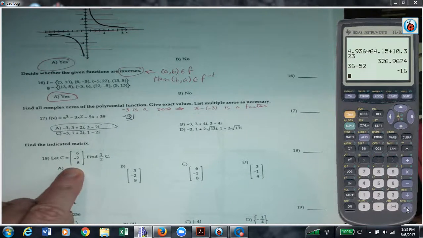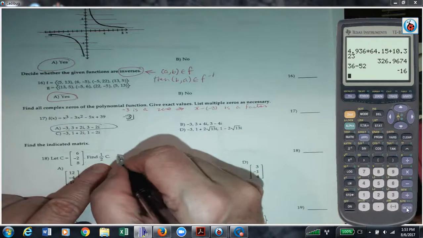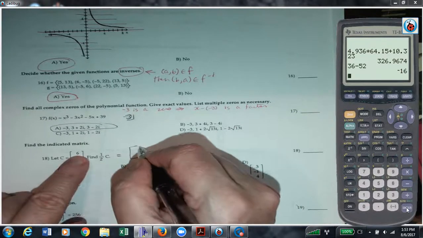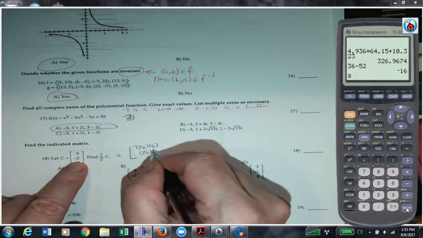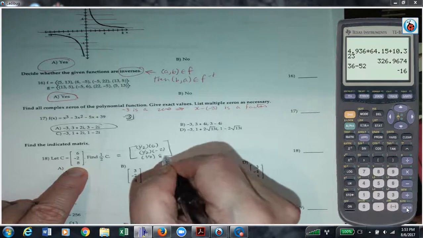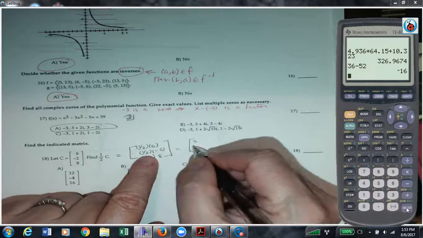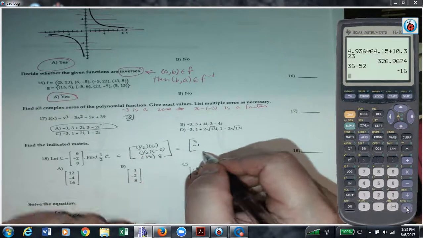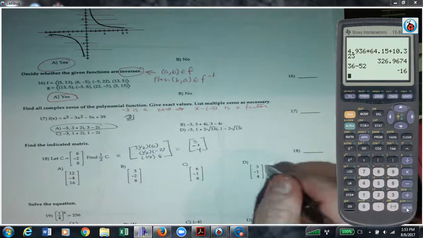Find the indicated matrix. That's C, find a half times C. From what we've done in class, that would be a half times 6, a half times -2, and a half times 8. Half times 6 is 3, a half times -2 is -1, and a half times 8 is 4. So 3, -1, and 4.